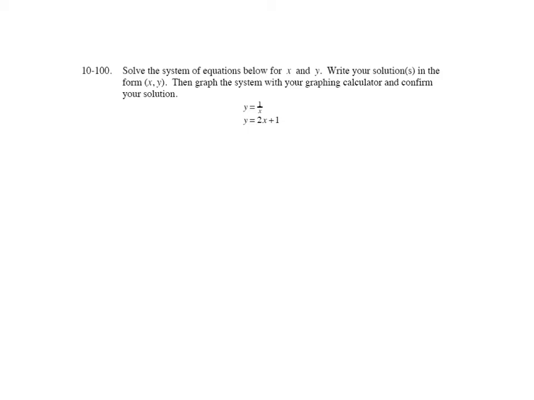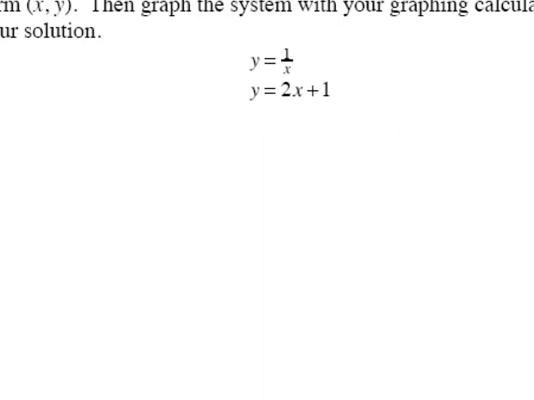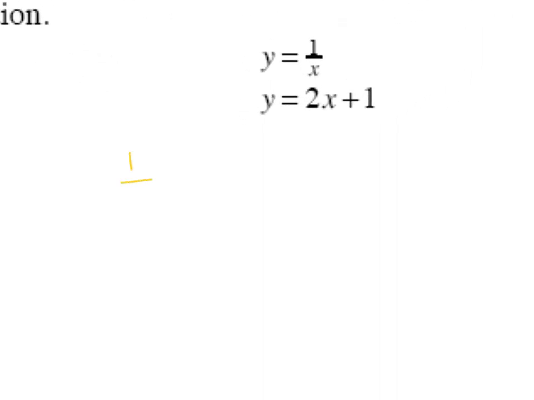Since both of these equations are in y equals form, we're going to use that equal values method, where you're making one equation equal to the other. So we're going to have 1 over x is equal to 2x plus 1. Then we're going to solve for x.